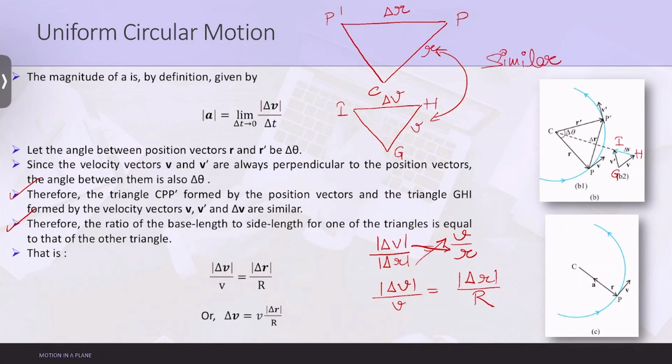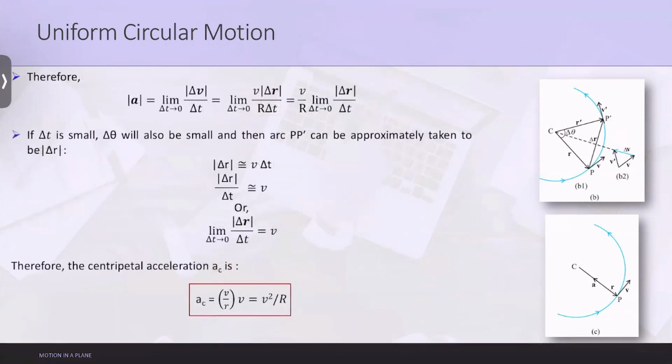Okay. So I did nothing new here. I am just applying the basic equations of your mathematics. Similarity of triangles is being applied. So similarity of triangles leads us to delta V. So what is the mod of delta V? Mod of delta V is equal to V by R delta R. Okay. Fine. Moving on.